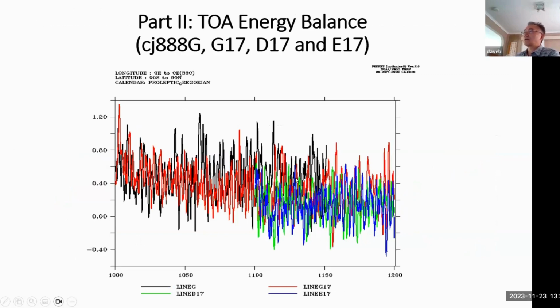Okay, so this slide shows the TOA and energy balance. We don't see any significant change. With extension 100, it is still stabilized around 0.2 watts per square meter. That is pretty good. We like that.